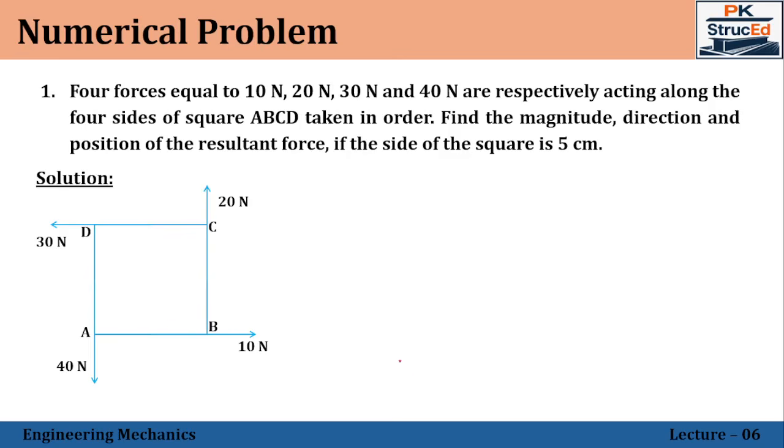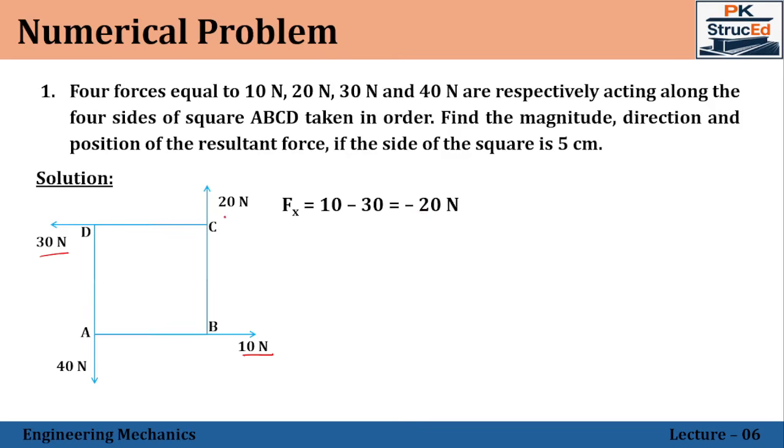We have only two forces acting in the x direction. One is 10 Newton and the other one is 30 Newton. But 10 Newton is acting to the right side, whereas 30 is acting towards the left side. So 10 is taken as positive and 30 as negative. So Fx will be 10 minus 30, which comes to minus 20 Newton.